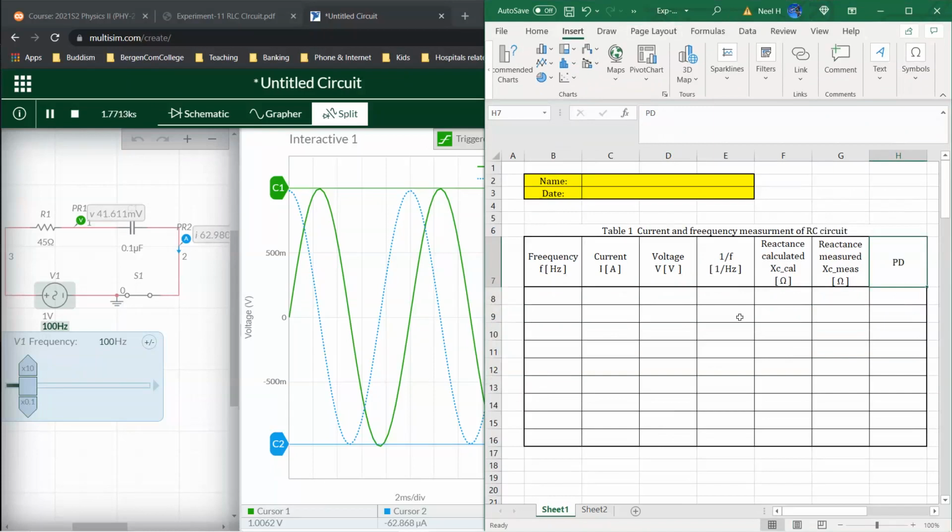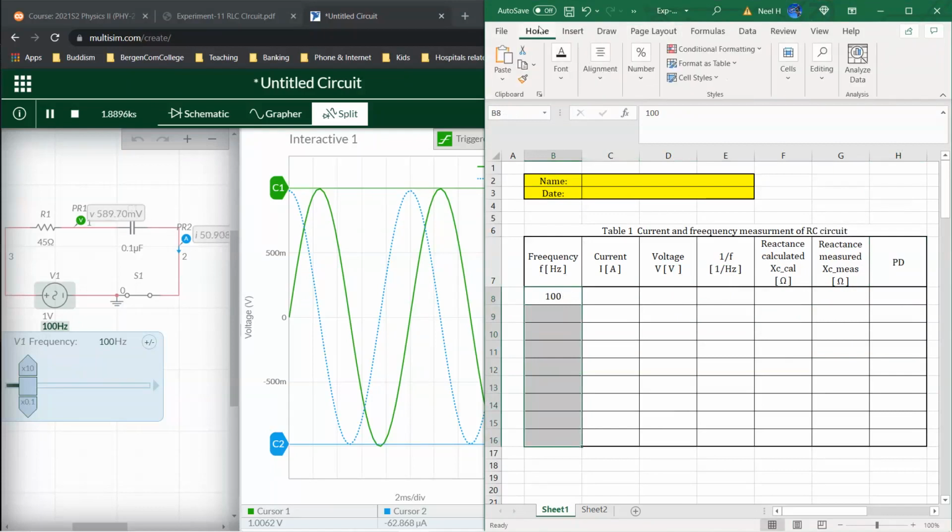Any question? All right, we'll start from like 100. Maybe we can add one decimal place purposely into here, otherwise it looks like one significant figure. So we'll add one decimal place for the frequency.